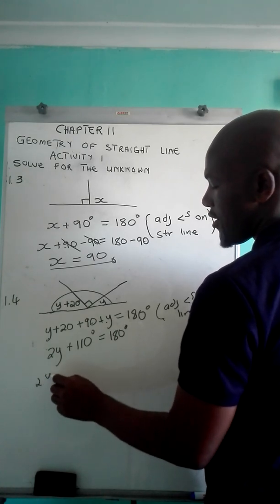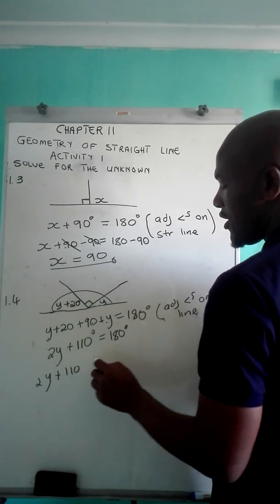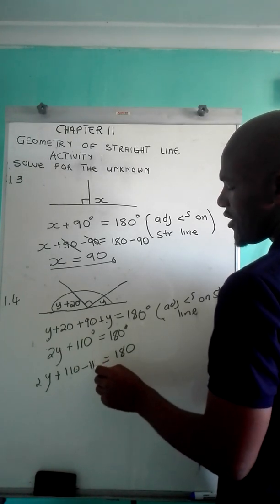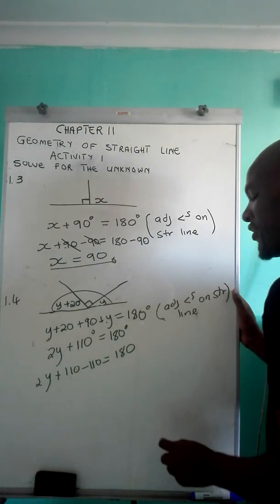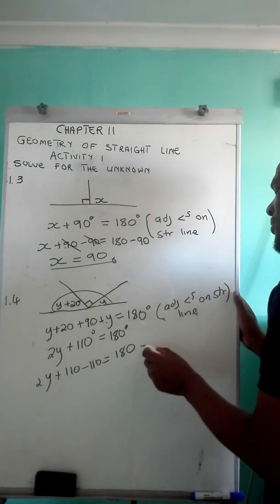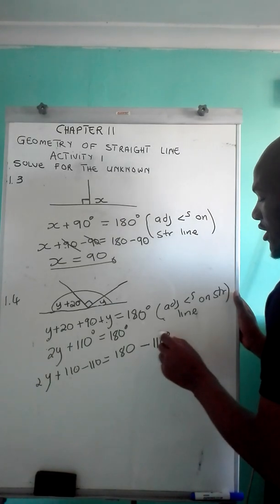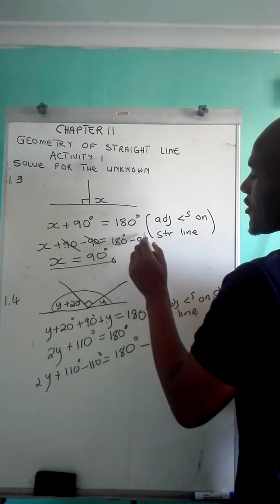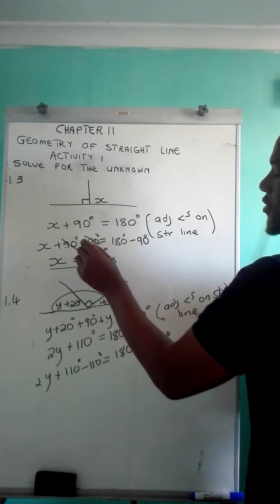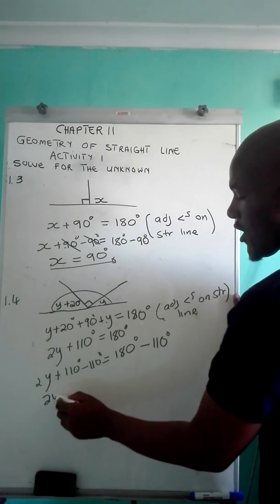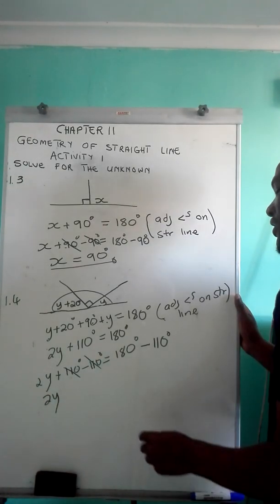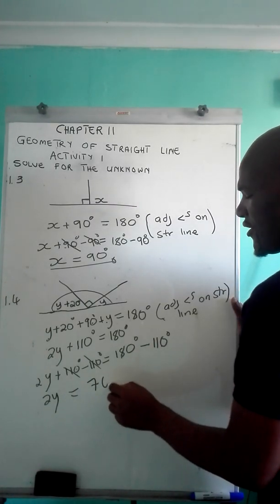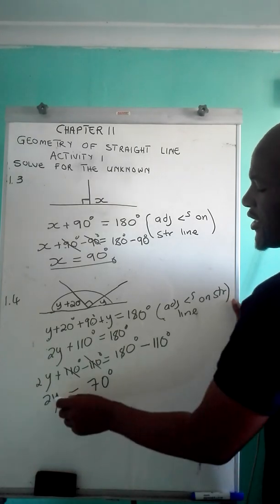This is 2y plus 110 equals 180. I don't want this 110. You subtract 110, an additive inverse. What you do on the left hand side, you also do on the right hand side. You also subtract 110 degrees. All these are degrees. So this is 2y. This is 110 and minus 110. They cancel. What is 180 minus 110? It's 70 degrees.